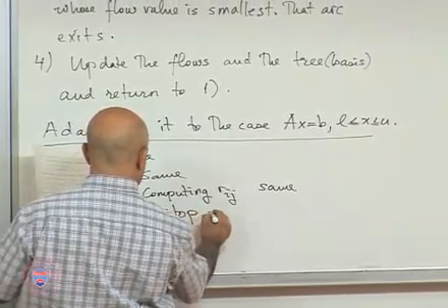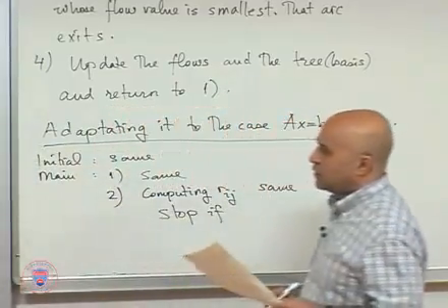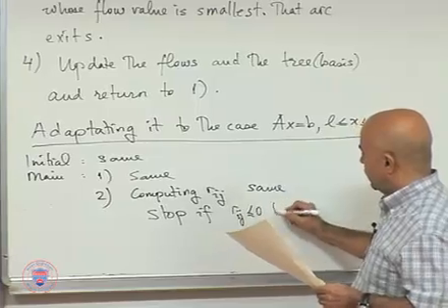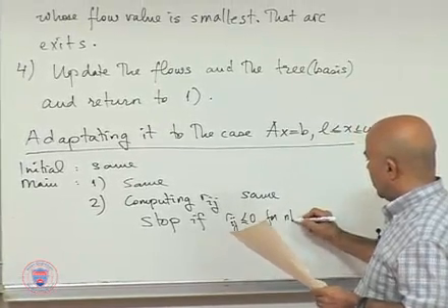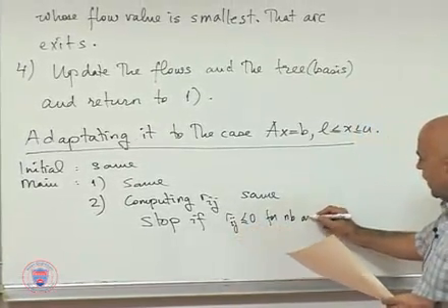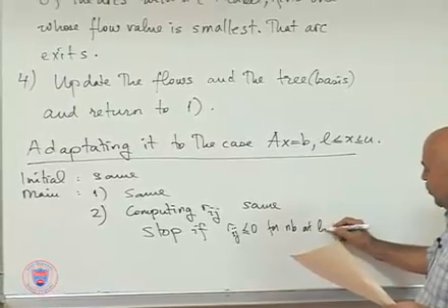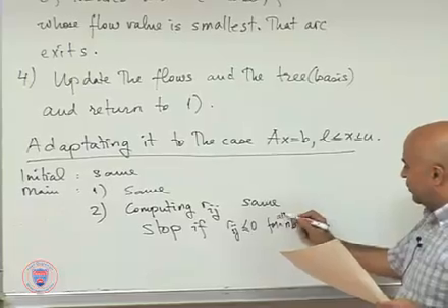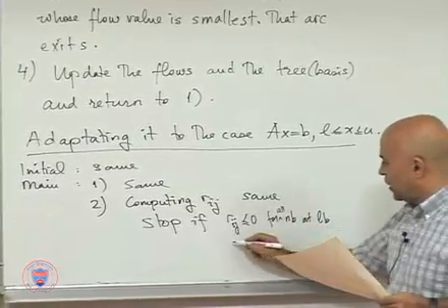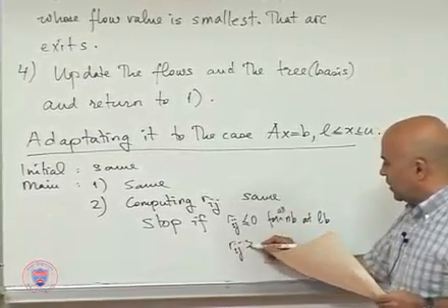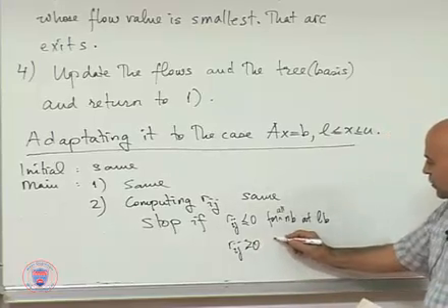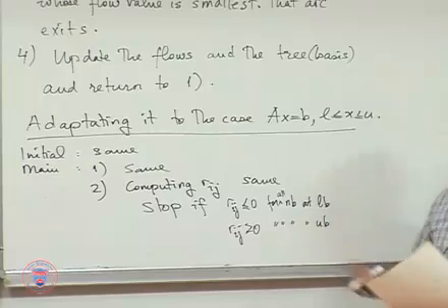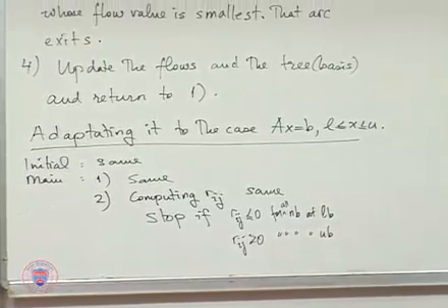Stop if Rij is less than or equal to 0 for non-basic variables at lower bound, for all non-basic variables at lower bound, and Rij are greater than or equal to 0 for all non-basic variables at the upper bound. This is the only stopping criteria. Okay?